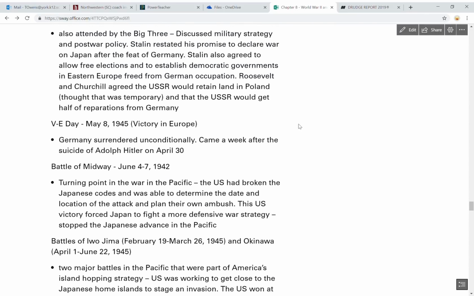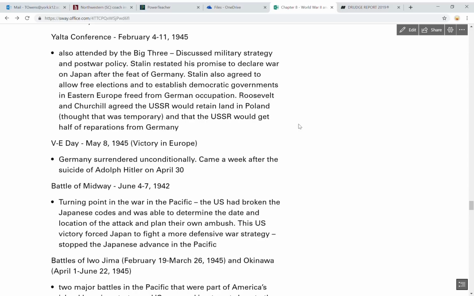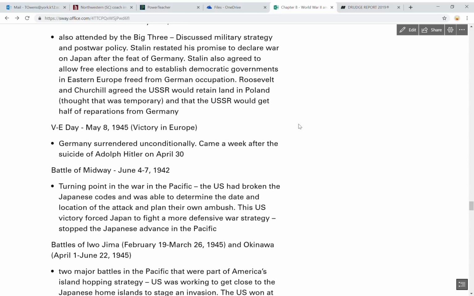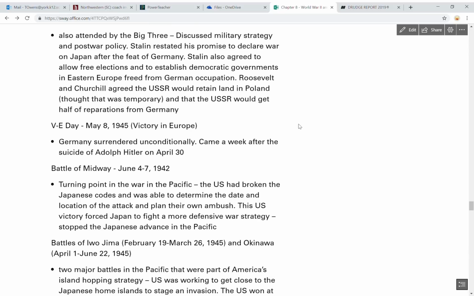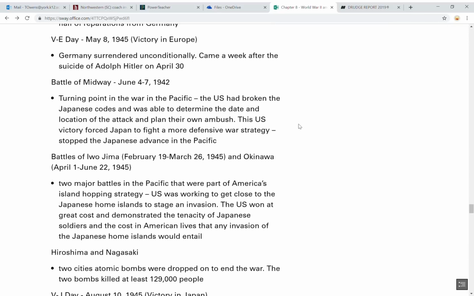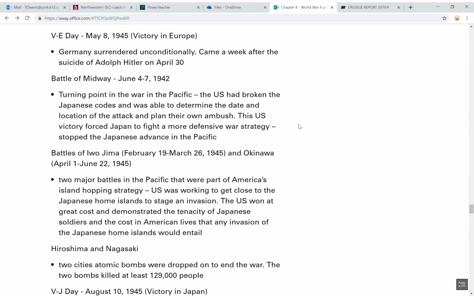I will also say that at these conferences, the big three are pretty much stating there will not be a conditional surrender. It will be unconditional. There will be no deals. You will surrender, and you will surrender everything to us. And this was for both Germany and Japan. So that's the only kind of surrender they would take.